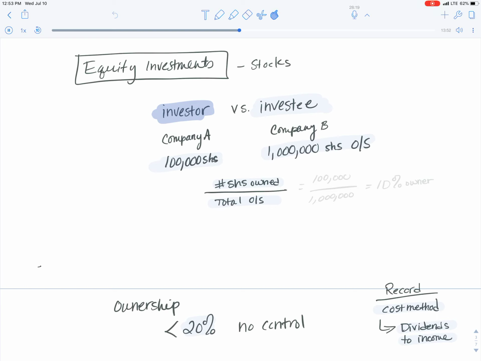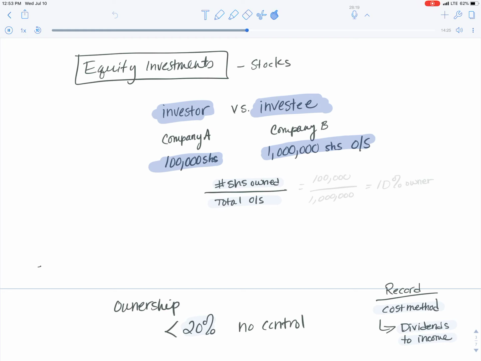And the company that is getting invested in, so the company that has the stock that's being purchased, is called the investee. So let's say that the investee, the company we're looking at buying a stock in, has 1,000,000 shares outstanding. And we, company A, want to be the investor in that company. We're going to buy 100,000 shares of their stock. Well, what I want you to be able to do is figure out what percentage owner we are.